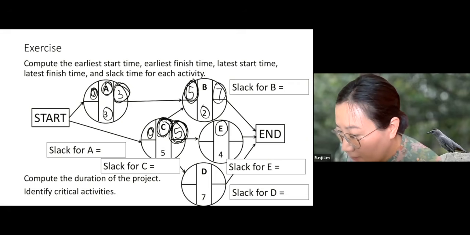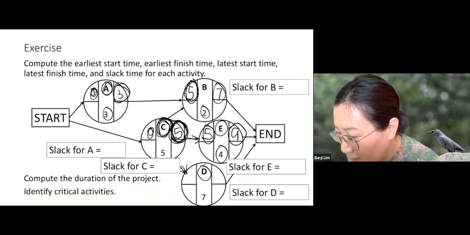Let's go to E. Let's look at the predecessor. C is done at 5. That means E can be started at 5. What's the earliest finish time of E? 5 plus 4, which is 9. Let's go to D.